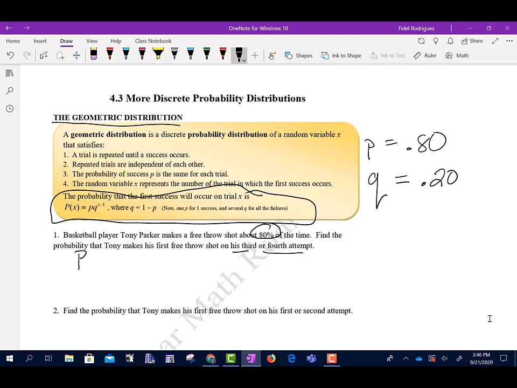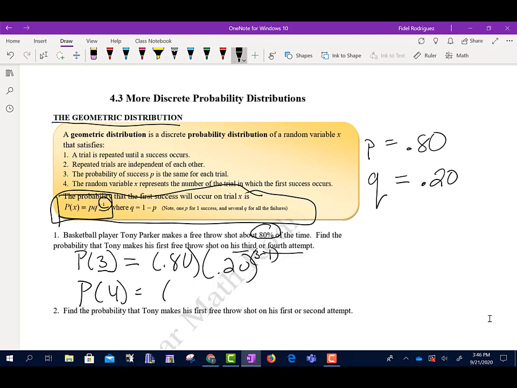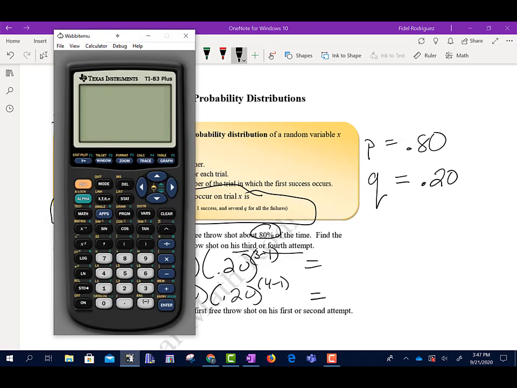So I'm going to go ahead and start writing out my problem. The probability he's going to make it on his third attempt, and I'm just using this formula right here, is going to be equal to 0.80 times 0.20 to the power x minus 1. X here is 3. I'm actually going to write 3 minus 1, and I'll put it in parentheses. And then we'll do the same thing for the fourth attempt. Okay, so 0.80 times 0.20 to the power 4 minus 1. Now the reason why I'm writing this out, number one, I want to make sure that we know how to use the formula. Number two, I'm going to show you how to do this on my calculator.